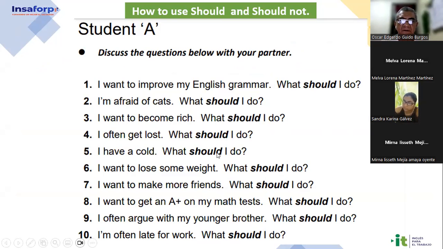What should I do? I want to lose some weight. What should I do? I want to make more friends. What should I do? I want to get an A plus on my math test. What should I do? I often argue with my younger brother. What should I do?